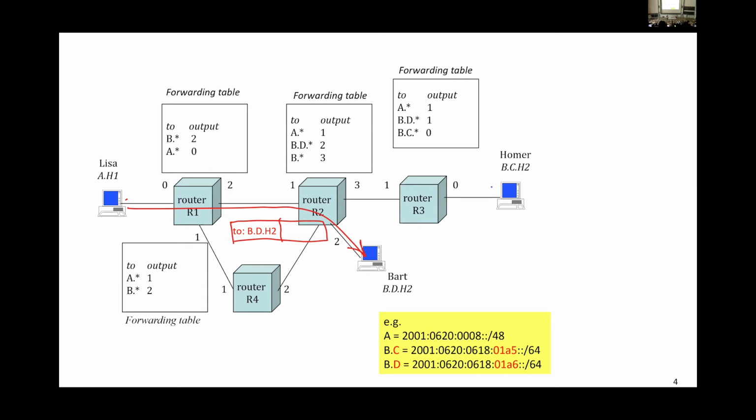And the effect in this specific case is that a packet that has destination address B.C.H2, for example, where the H2 is the same, but since the address is the complete thing, not just the final 64 bits, this is a different IP address. Here, the table at R2 will say, this doesn't match this one, it matches only B, so it will go to destination 3. Question?